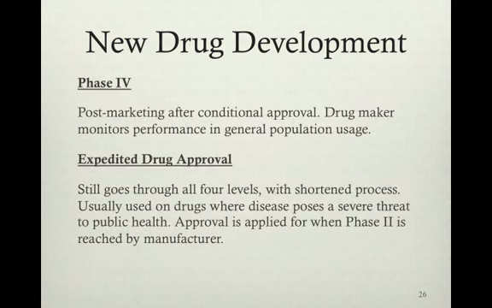Phase 4, post-marketing after conditional approval from the FDA, the drug maker monitors performance in general population usage. So once they first start getting information back from the populations, is this going to be a good drug or not? Expedient drug approval still goes through all 4 levels with a shortened process, usually used on drugs where diseases pose a threat to public health. Approval is applied for whenever phase 2 is reached by the manufacturer. This would be things, probably there were some drugs that had expedient drug approval as far as HIV.